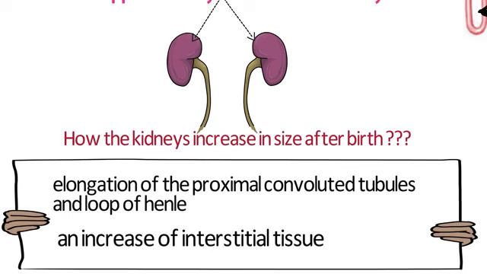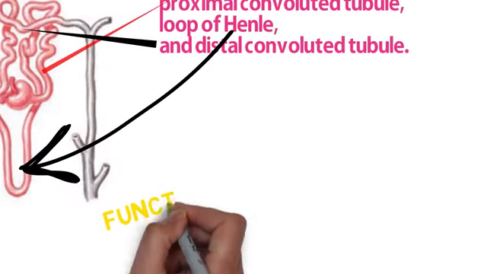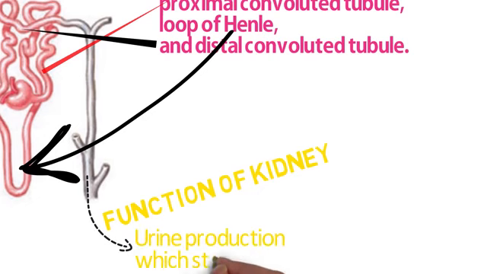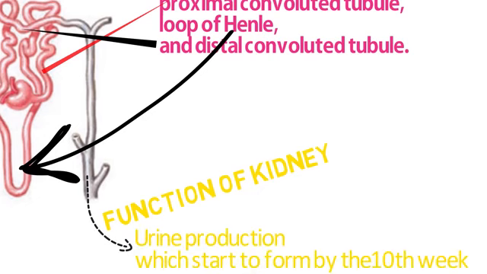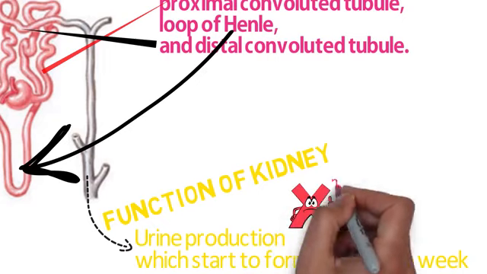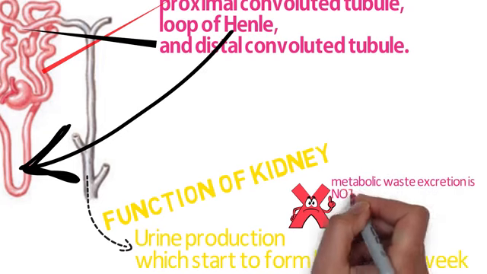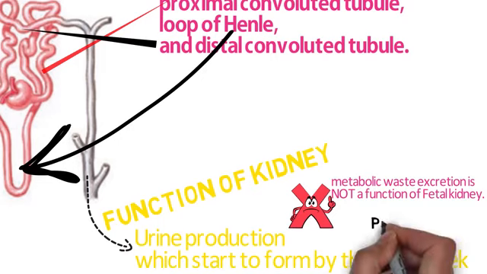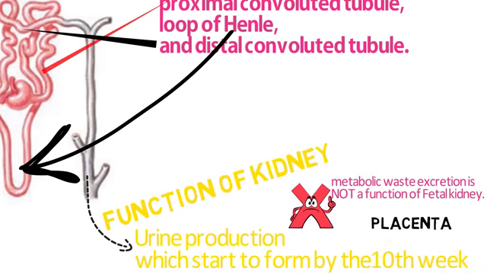Okay, and at the end of this illustration, let's have a brief description of the function of kidneys. Okay, the function of kidney is urine production. Very simple, urine production. And this urine production starts by about the 10th week. And please keep in mind, excretion of metabolic waste is not a function of fetal kidney. Well, it's the function of adult kidney or a kidney after birth, but it is not a function of fetal kidney, because this function of excretion of metabolic waste is done by placenta.